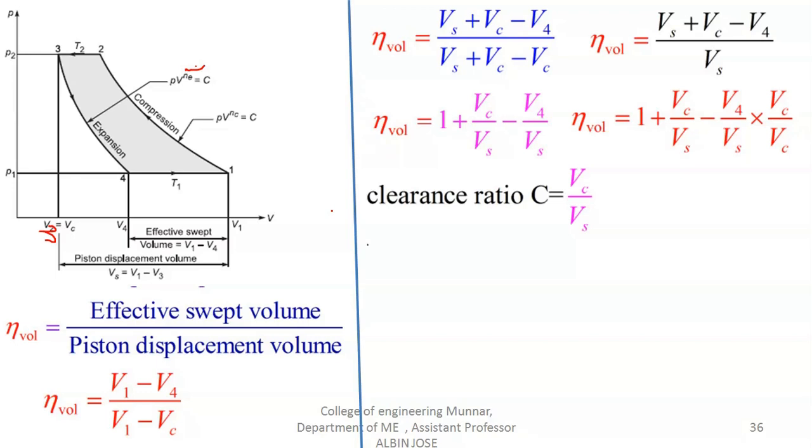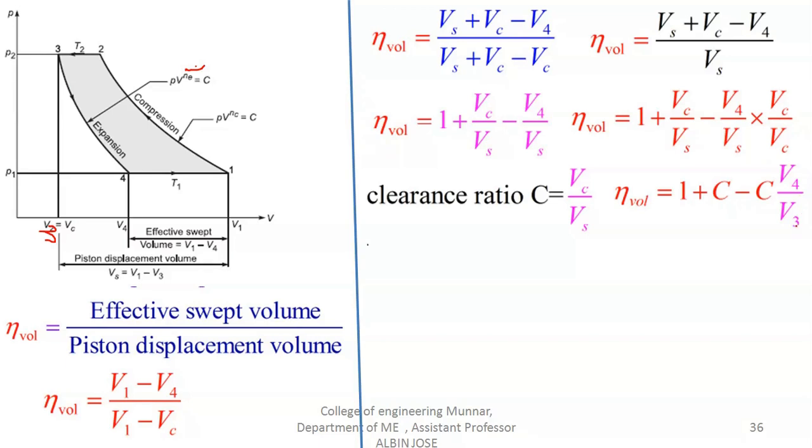Now the expression for volumetric efficiency is reduced to: volumetric efficiency is equal to 1 plus C minus C into V4 by Vc, where Vc by Vs is C. Here V4 by Vc is there. What is Vc? Vc is nothing but V3, the volume at the point of delivery, which is equal to the clearance volume. So we have V4 by V3.